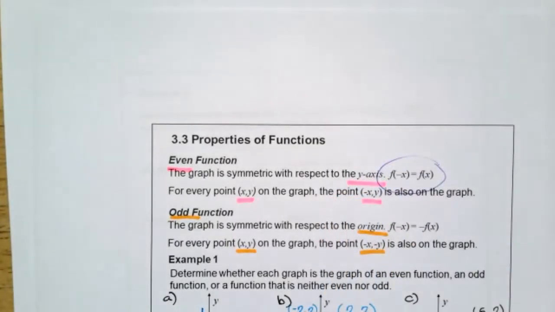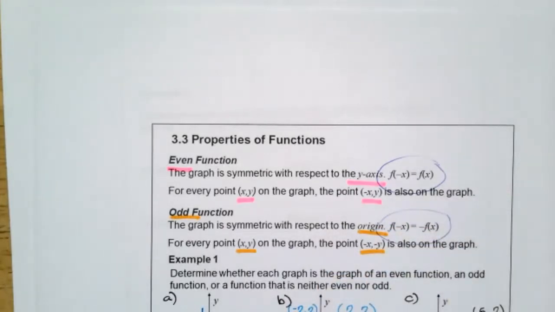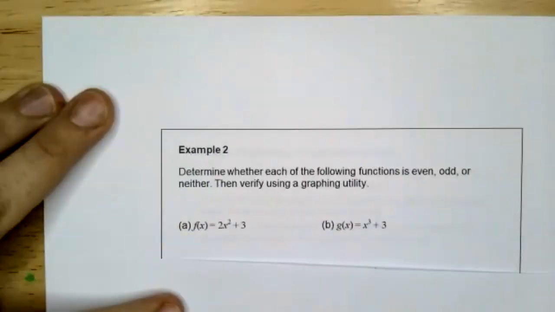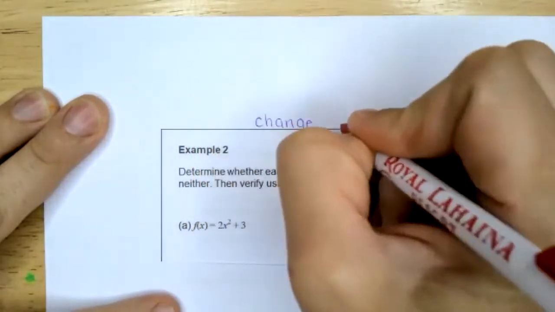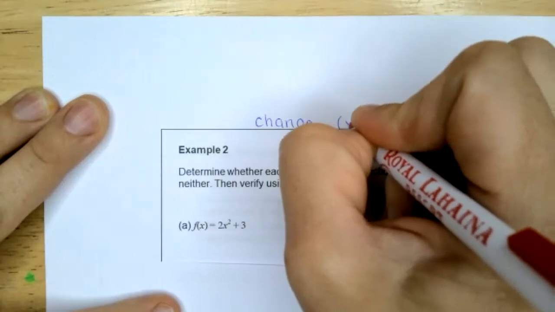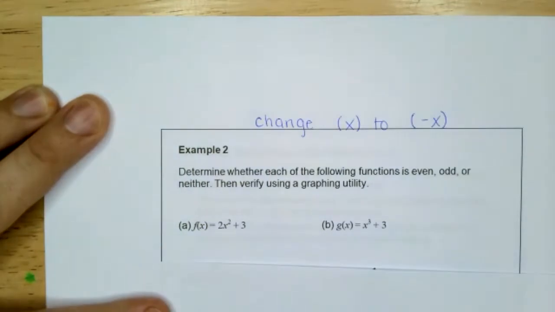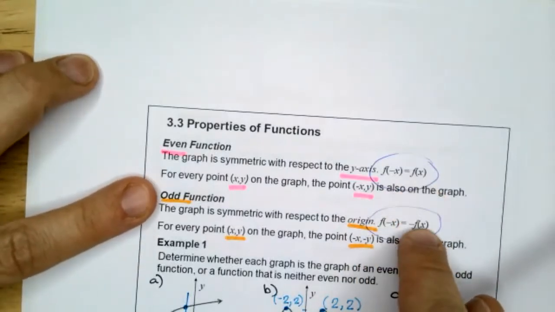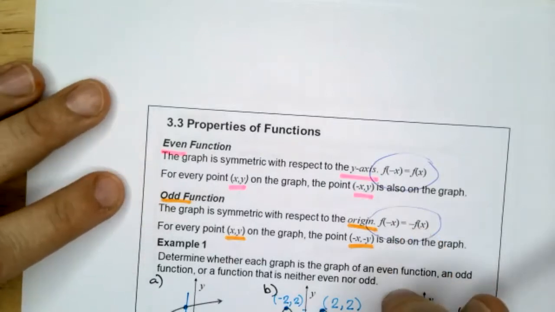f of -x equals f of x, it's even. f of -x equals -f of x if it's odd. All right, so you're going to change x to -x. Everywhere you see x, change it to -x. If it is back to the same equation, it's an even function. If it becomes the negative of the original equation, it's an odd function. And if it doesn't fit either, it's neither.